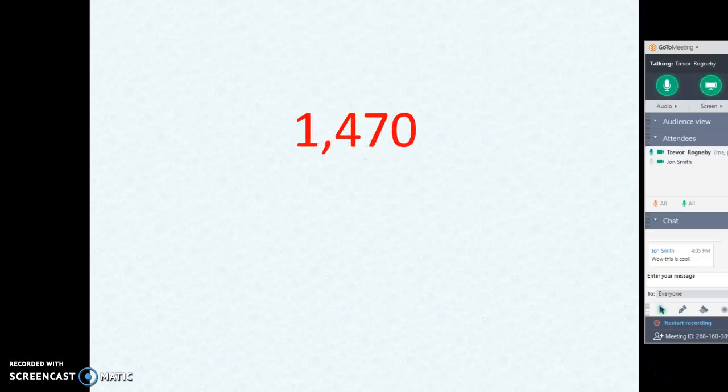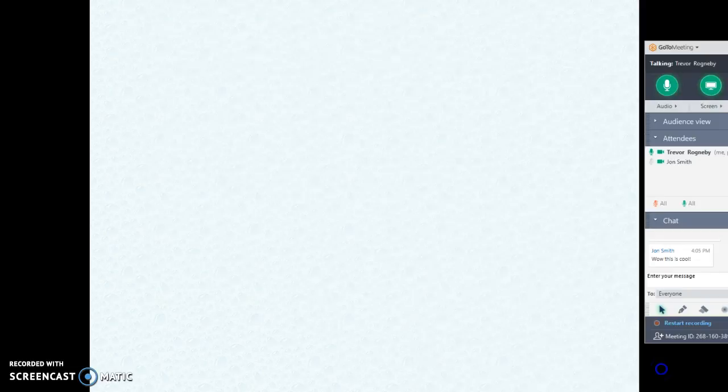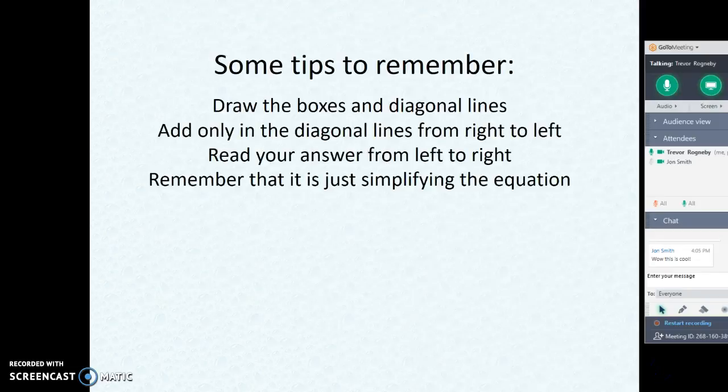And that will be the actual solution to our problem. It's really actually quite simple. So things to remember when you are actually using this. You need to make sure that you draw the boxes, the diagonal lines, add only the diagonal lines from right to left. There's only one way that they really actually go. You're going to read your answer from left to right. And it's also just simplifying the multiplication equation into smaller single-digit multiplication equations itself.